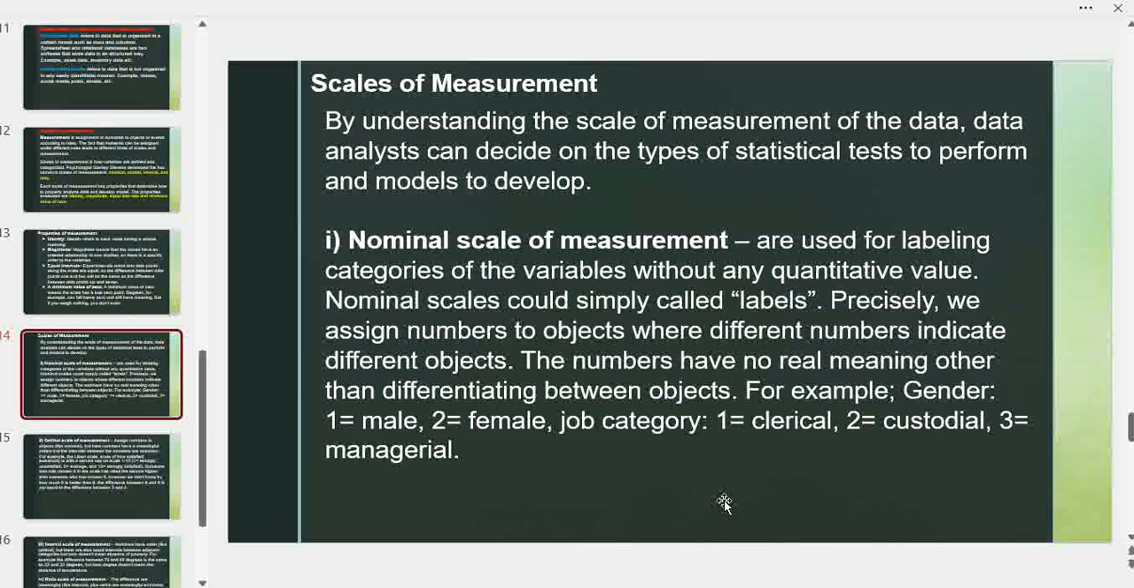Alright? It is just for simplicity that I use 0, 1 or 1, 2 and so on. I can also have for gender, let 0 represent male, 1 represent female, and 2 represent maybe prefer not to mention my gender. The same with job category, like let 1 represent custodial, 2 represent clerical, and 3 represent managerial. However you exchange these numbers doesn't matter, because these numbers have no values. They are just for labeling.